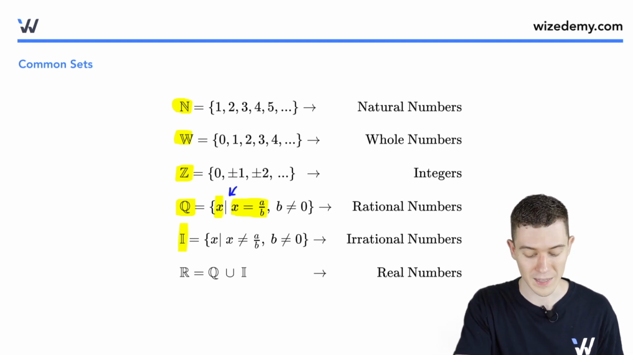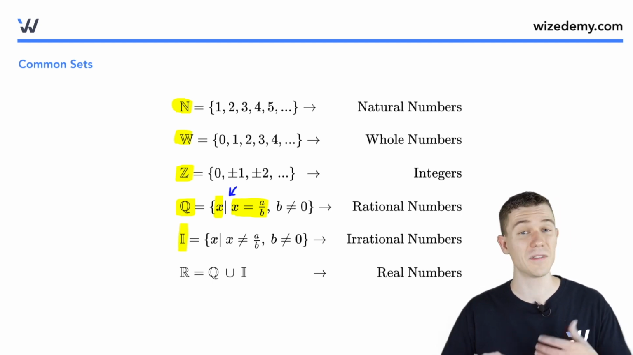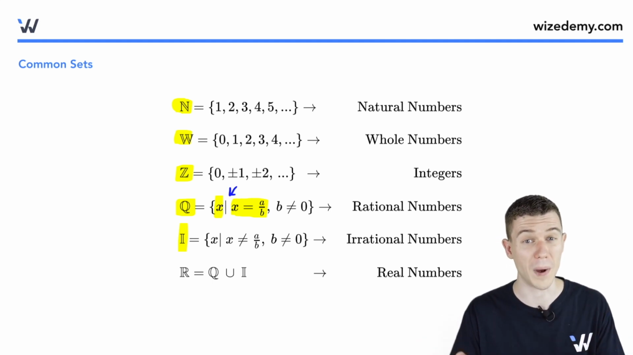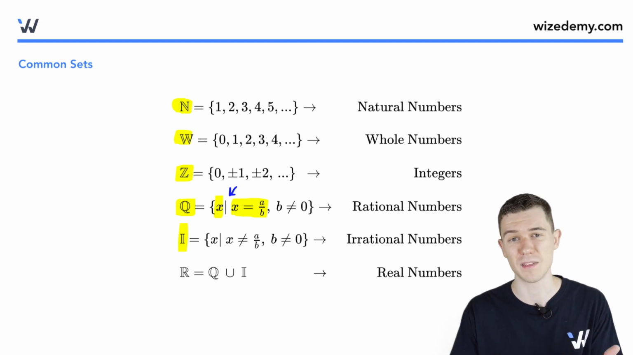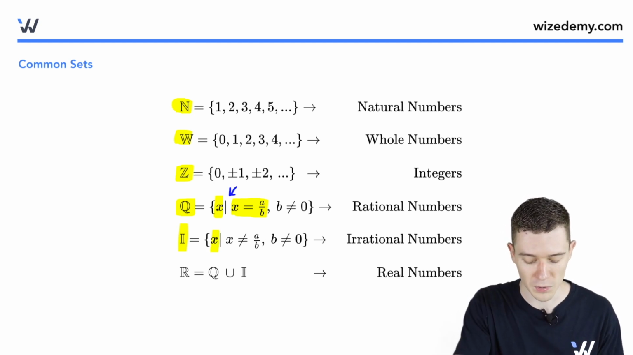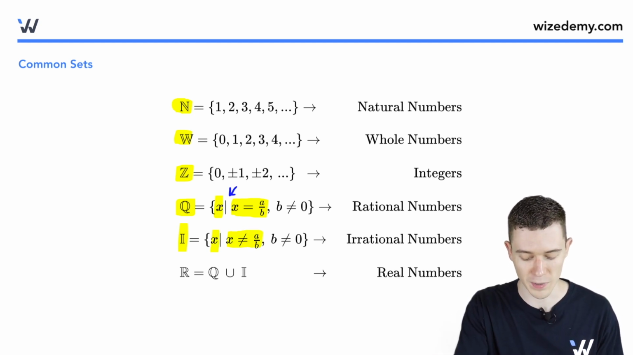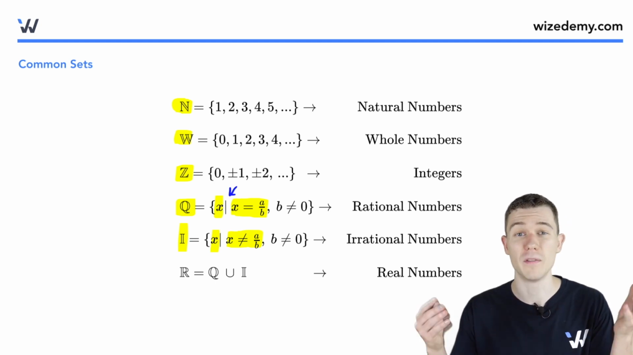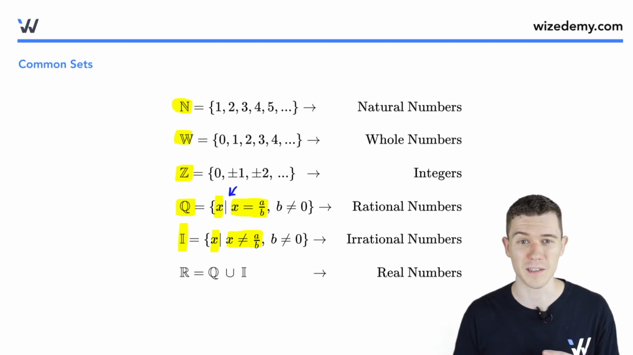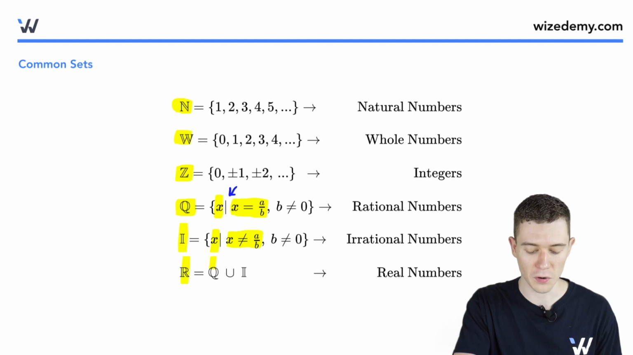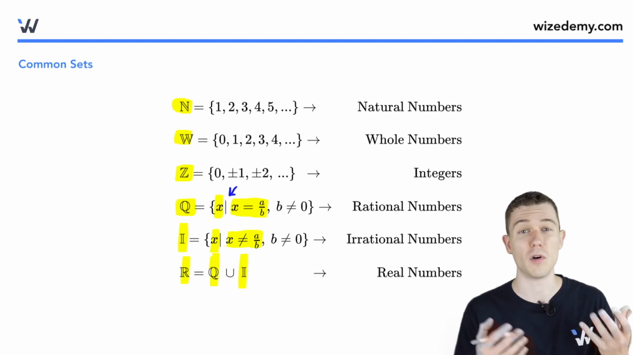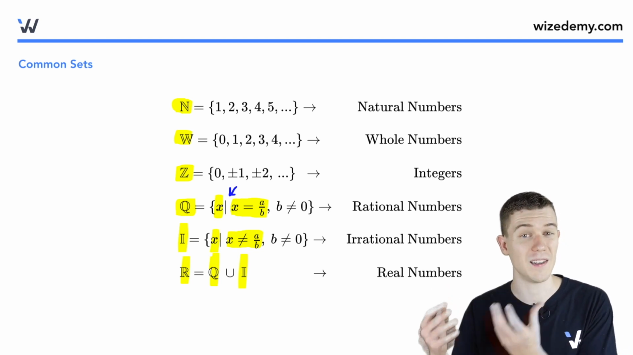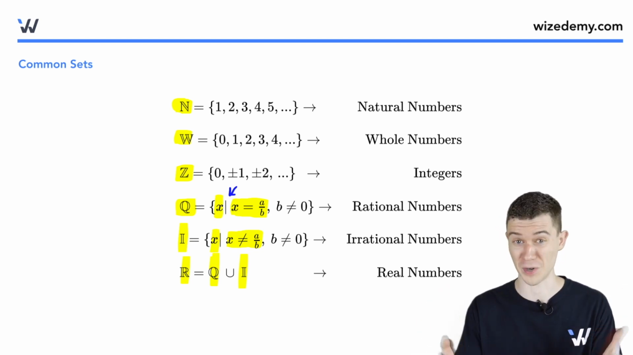Here we have the irrational numbers. These are things like square root of 2 or pi, things that cannot be written as a fraction and have an infinite decimal representation. They are numbers that cannot be written as a fraction. And then of course we have the real numbers, which is the main focus of calculus. The real numbers are the rational numbers union the irrational numbers. You have all the rational numbers, put them together with the irrational numbers, and we have the real numbers.